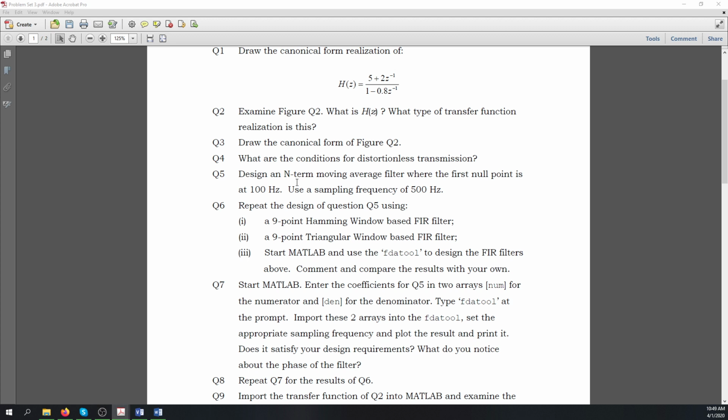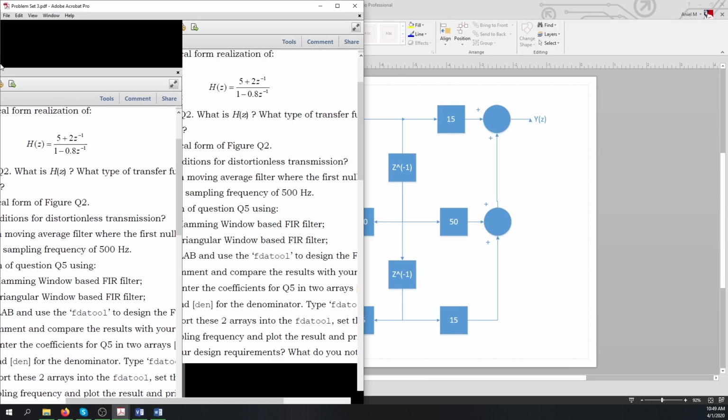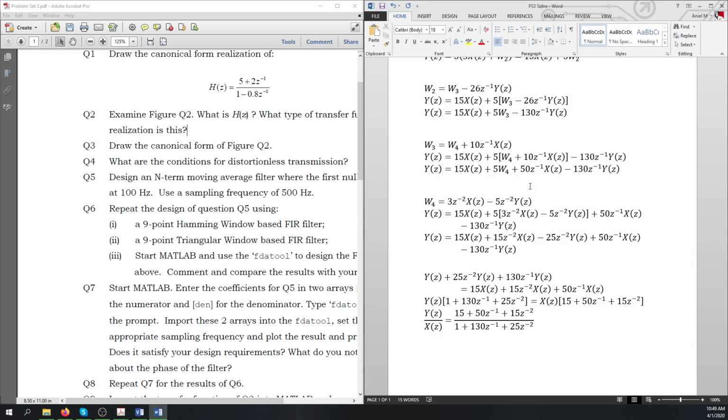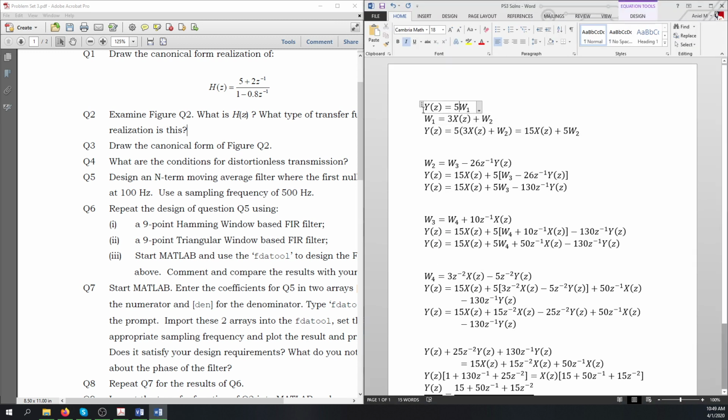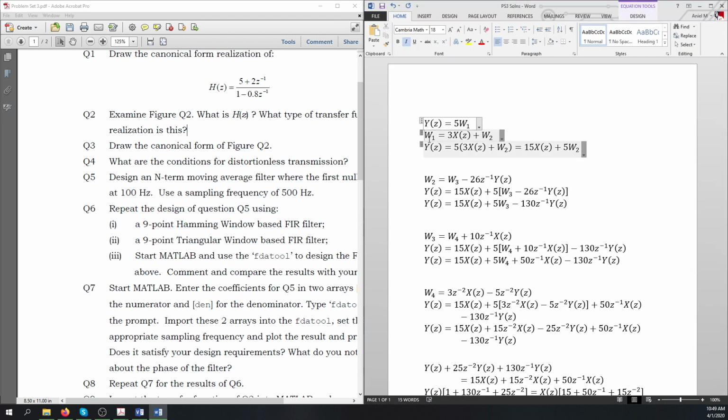Question 5 here is to design an n-term moving average filter where the first null point is at 100 Hz, and we're going to be using a sampling frequency of 500 Hz. So I'm going to split this accordingly again. I'm going to go back here. So this solution here was for, put this in question 2 solution.